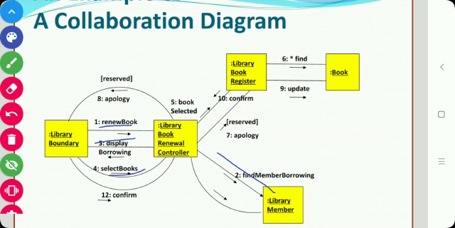So this is the collaboration diagram for the library management system, in which the library member wants to renew the book.